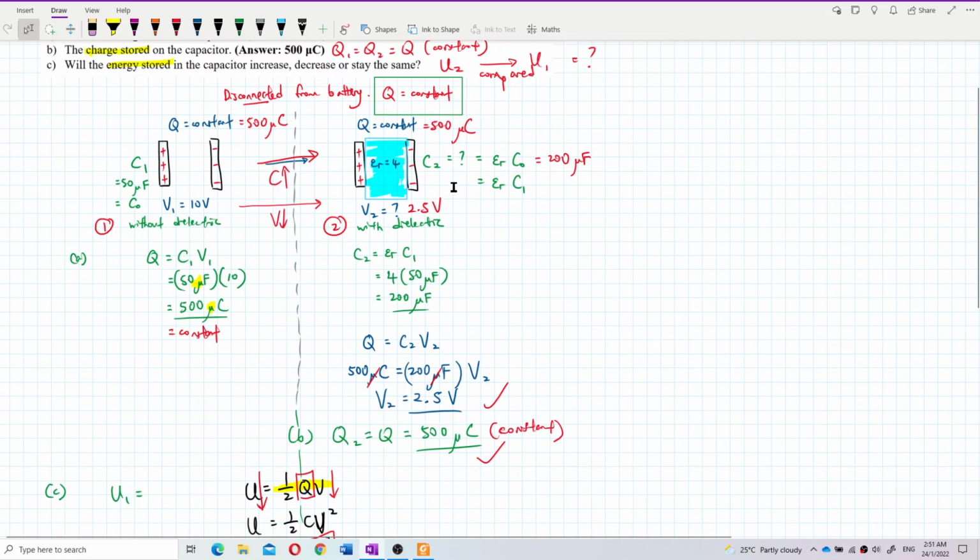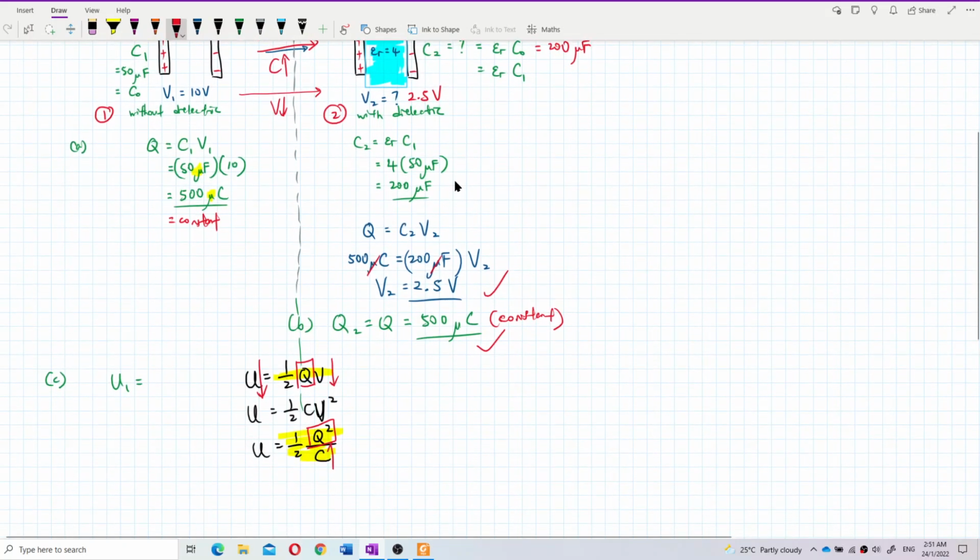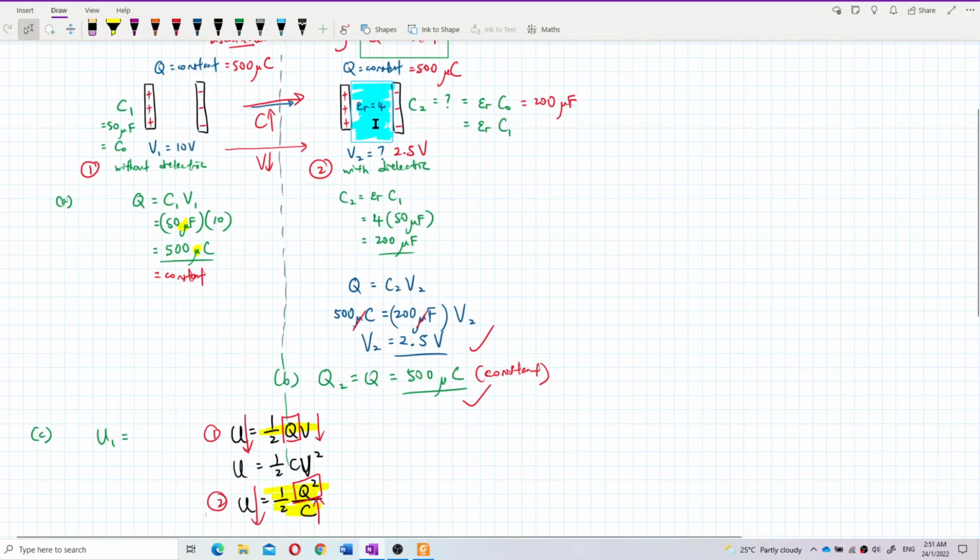So capacitance increases. According to this formula, capacitance increases, so we can know the energy stored also decreases. You see, we have two formulas we can use. We can either use this one or this one. Both formulas tell us the energy stored in the capacitor has decreased after you insert the dielectric.